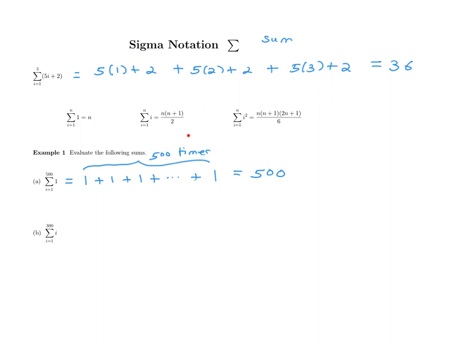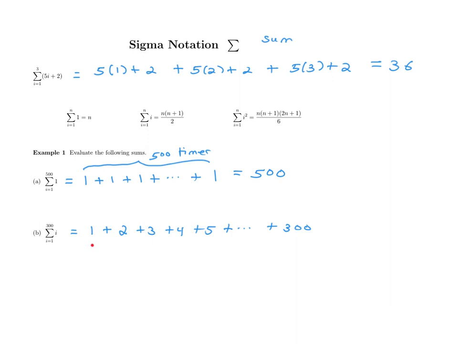Let's also look at the second formula. This says what happens if you add i going from 1 to n. So here I chose n equal to 300. This is what the sum would look like. You start with i equal to 1, so you're just going to put down a 1. Then you go to i equal to 2, so you put down a 2, then a 3, then a 4, then a 5, and you would not stop until you get to 300.